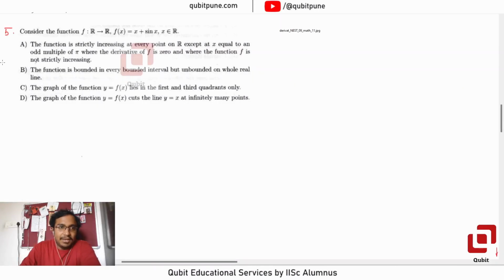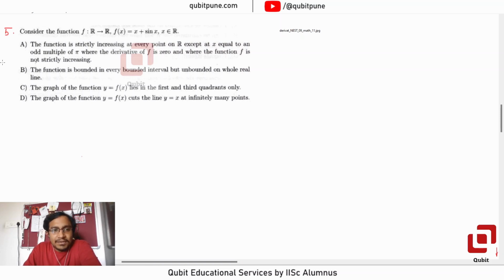Consider the function f from R to R, f of x equal to x plus sin x, x belongs to R. Option A. The function is strictly increasing at every point on R except at x equal to an odd multiple of pi, where the derivative of f is 0 and where the function f is not strictly increasing. Option B. The function is bounded in every bounded interval but unbounded on the whole real line.